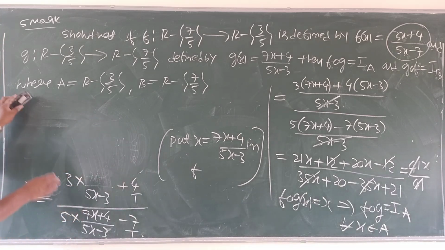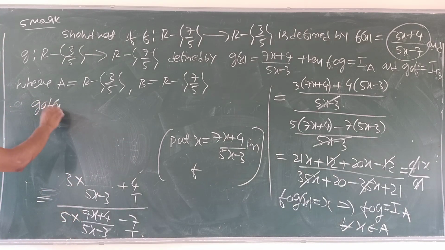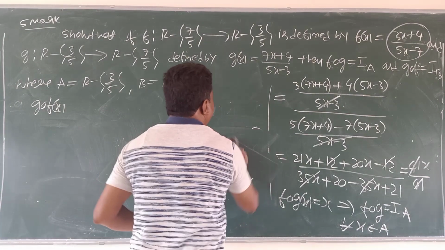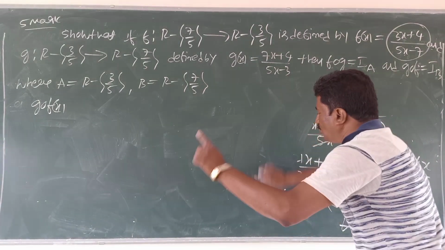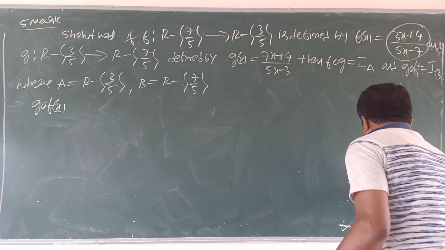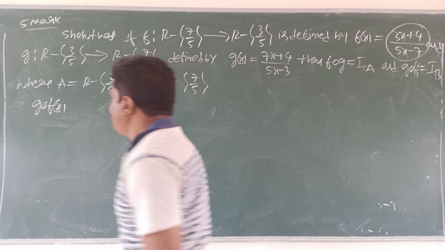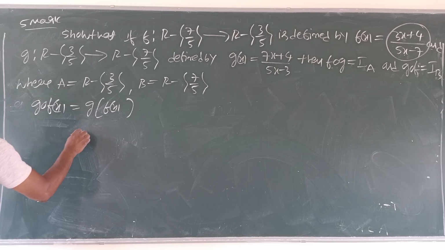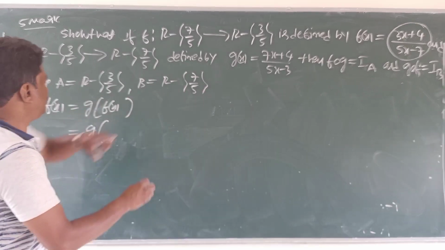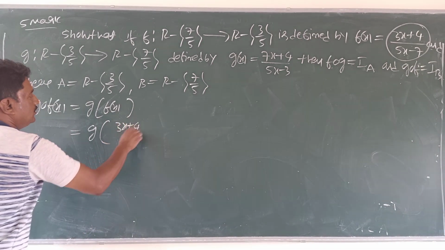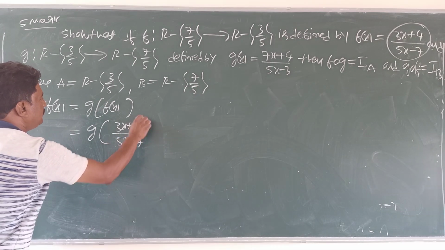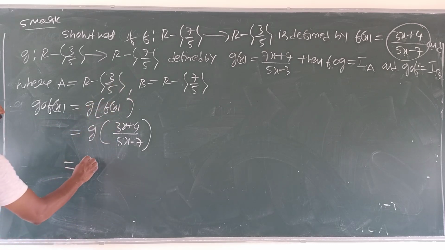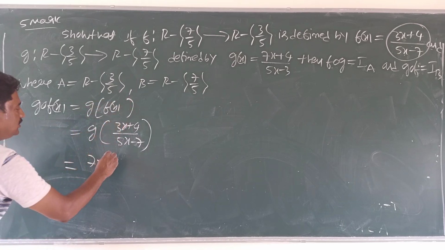So gof, let us put gof equals I_B. Gof(x). So quick, students, solve quickly. I solve this directly. So write gof(x). Gof(x) means g of f(x). What is f(x)? f(x) is (3x + 4)/(5x - 7). Put this in g. You know that very well. Put that in g.